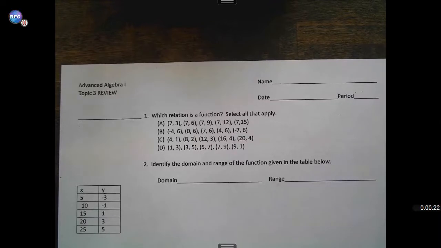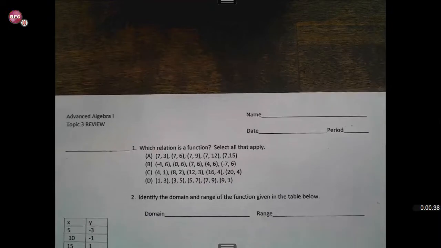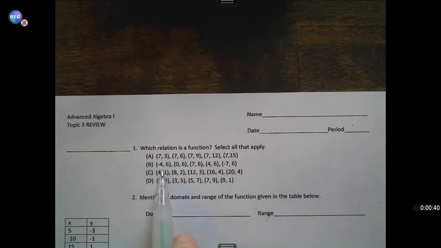Question number 1 says, which relation is a function? And remember, when it says select all that apply, most of the time that means there's more than one answer. Looking at the first one, the x values are 7, 7, 7, 7, and 7. In order for a relation to be a function, the x values cannot repeat, so obviously that is not a function.